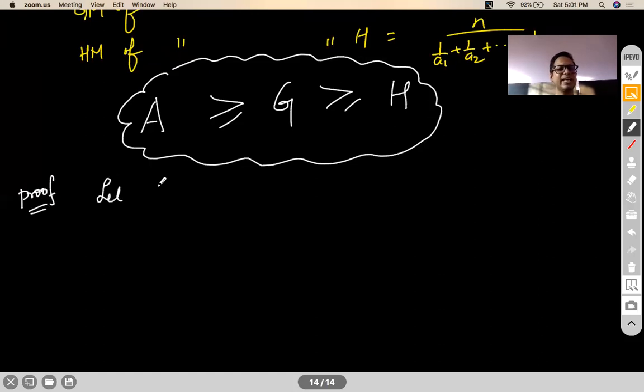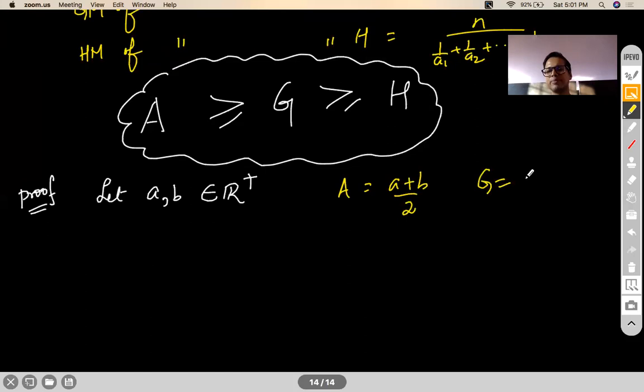So let A and B be positive real quantities. Then A will be A plus B by 2, G will be under root AB, and H will be 2AB by A plus B. Correct?